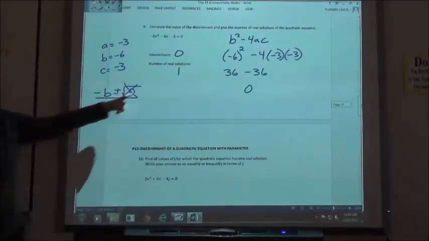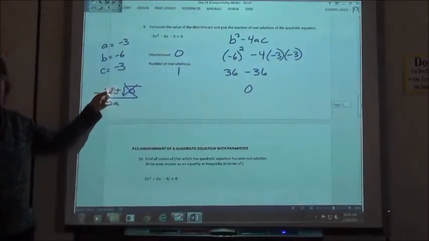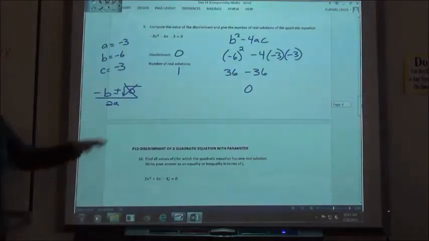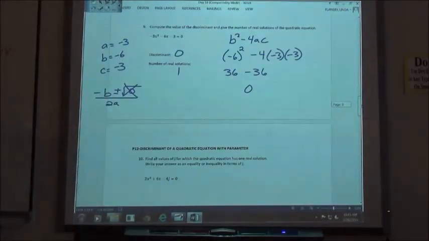So if this is a positive number, we get 2 answers because we have plus or minus some number here. If it's exactly 0, we get 1 solution. And if it's negative, that's when we get no solutions. Because I can't do the square root of a negative unless I make it imaginary.